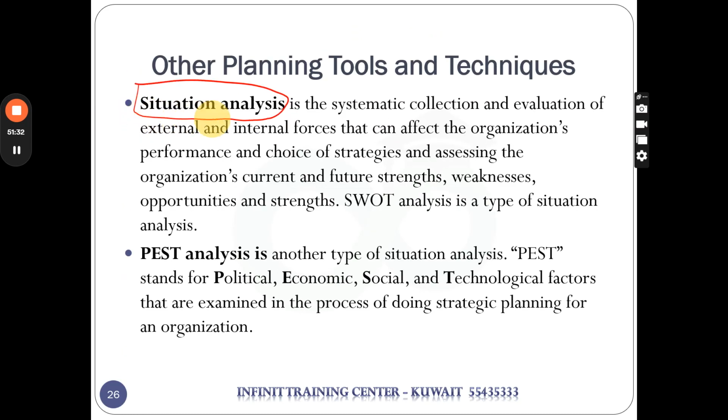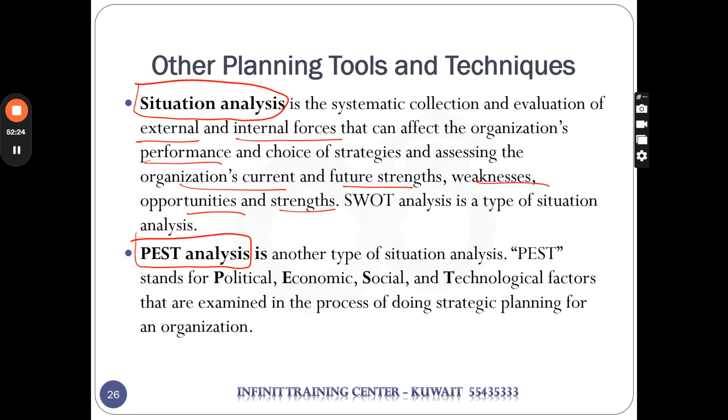The first one is situation analysis. It is the systematic collection and evaluation of external and internal forces that can affect organization performance and choice of strategies, and assessing the organization's current and future strengths, weaknesses, opportunities and threats. Or in simple terms, you are analyzing the situation of the company externally and internally, finding out what strengths and weaknesses this organization has, what opportunities are in front of this company, and what threats it faces. So we will do that using SWOT analysis. Then we have PEST analysis.